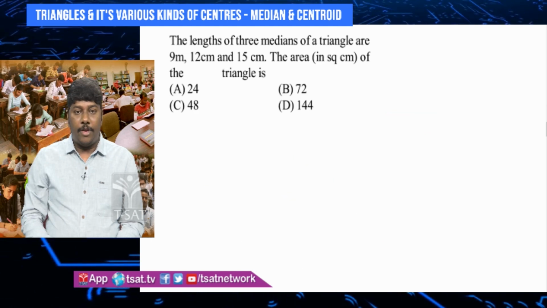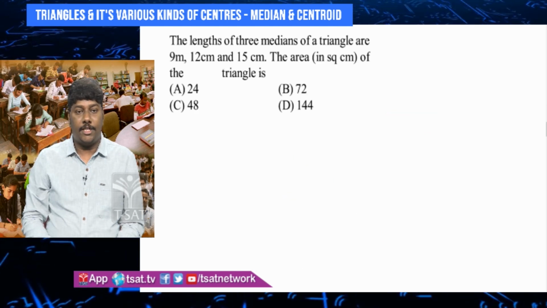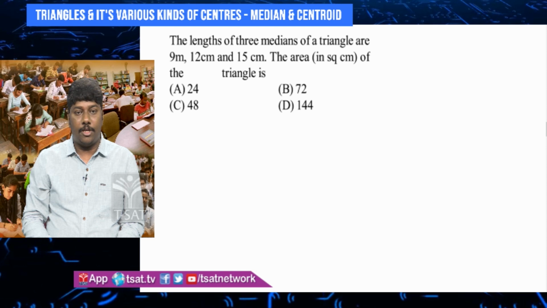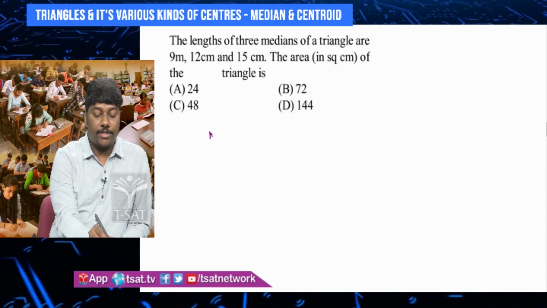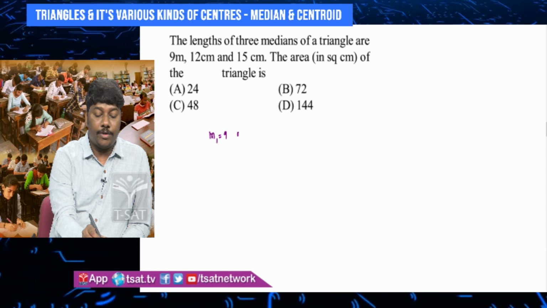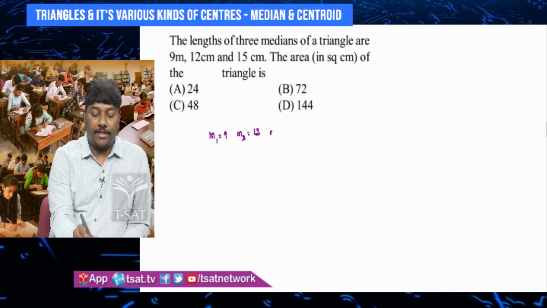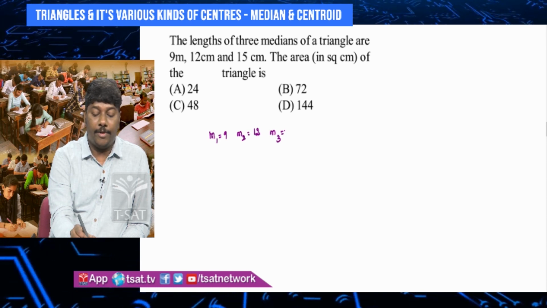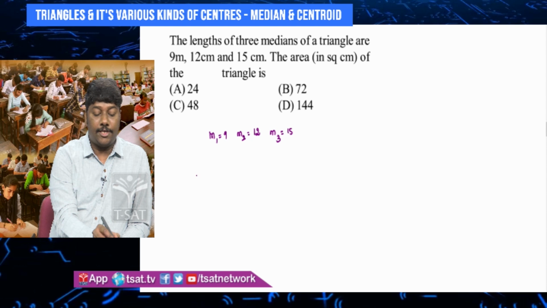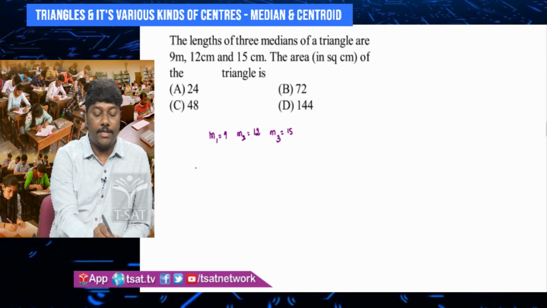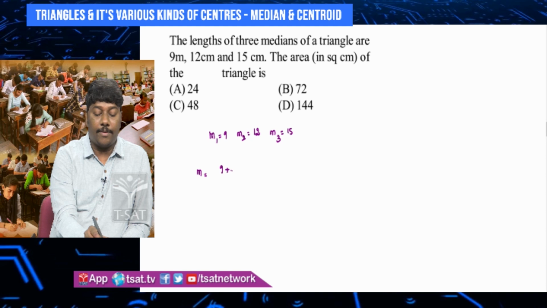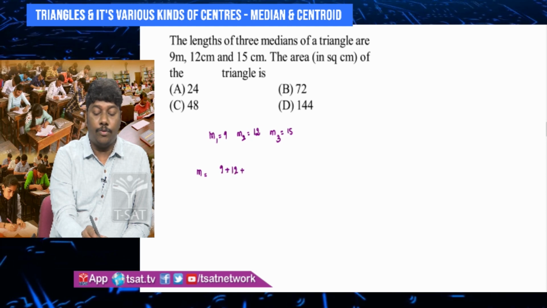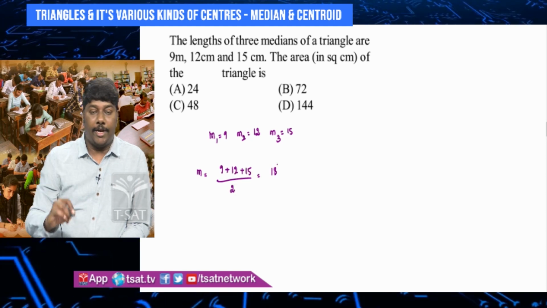The length of three medians of a triangle are 9 centimeters, 12 centimeters, 15 centimeters. The area in square centimeters of the triangle. Median 1 is equals to 9. Median 2 is equals to 12. Median 3 is equals to 15. Three medians are given. We already discussed in the properties of medians. When three medians are given, you just try to find out M, which is M1 plus M2 plus M3 by 2 is equals to 36 by 2 is 18.